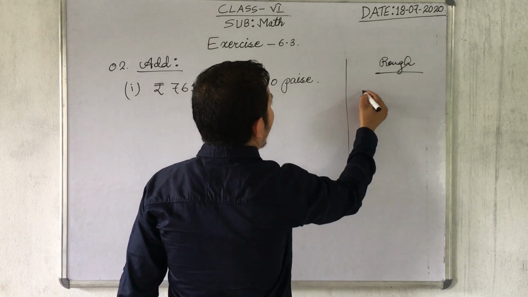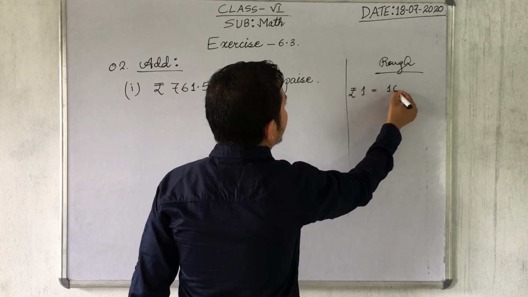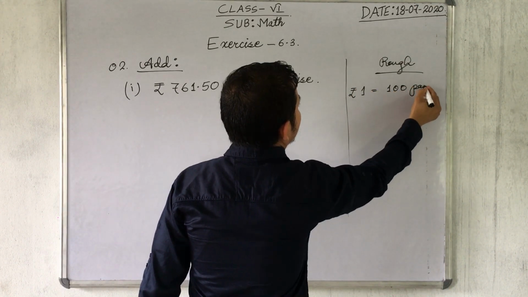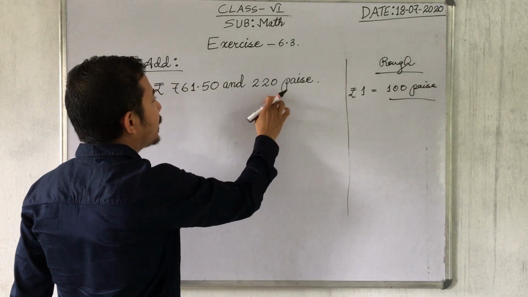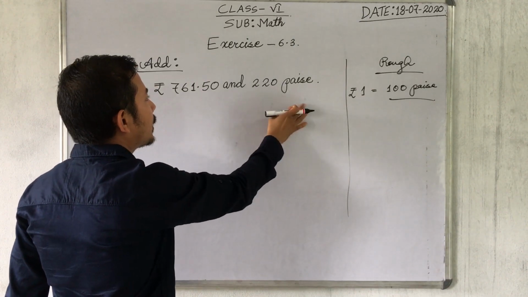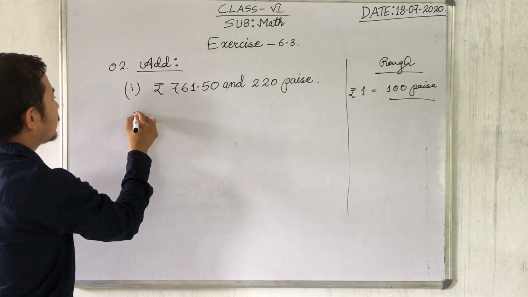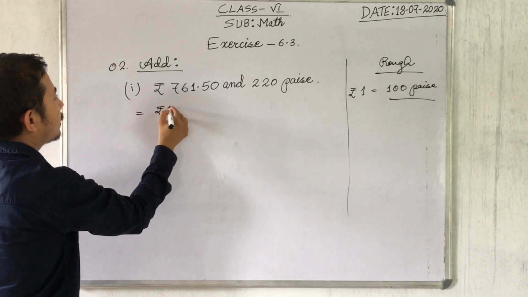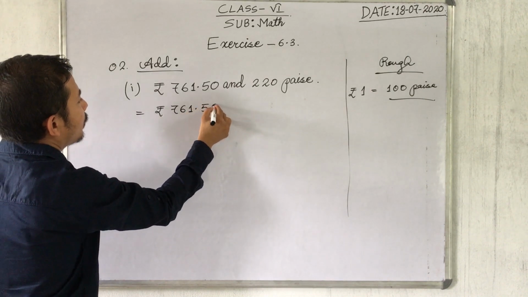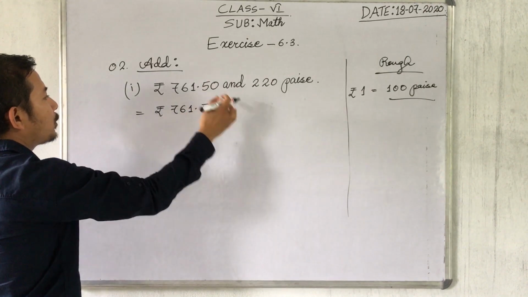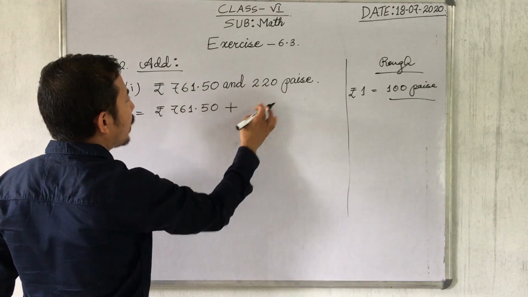So look here, 1 rupee equals 100 paise, right? So how many paise are there? 220 paise. So first of all we have to convert this 220 paise into rupees. Like this, rupees 761.50. Okay, in place of the blank we have to put a plus sign because we are going to add. Now look here, 220 paise.